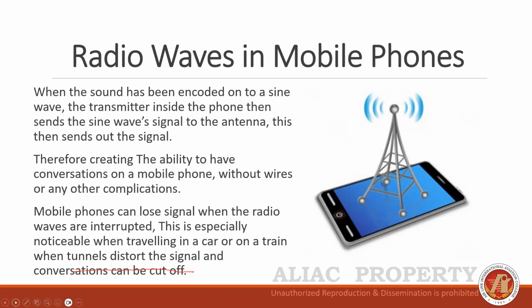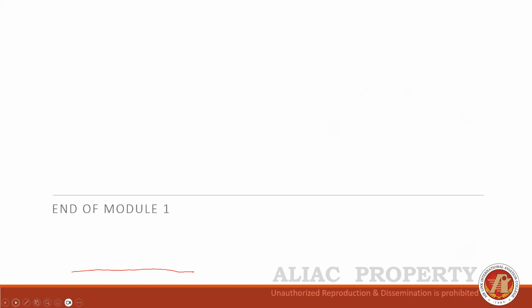So, lastly, mobile phones can lose signal when the radio waves are interrupted. So this is especially noticeable when traveling in a car or on a train, when tunnels distort the signal and conversation can be cut off. This is the end of Module 1.